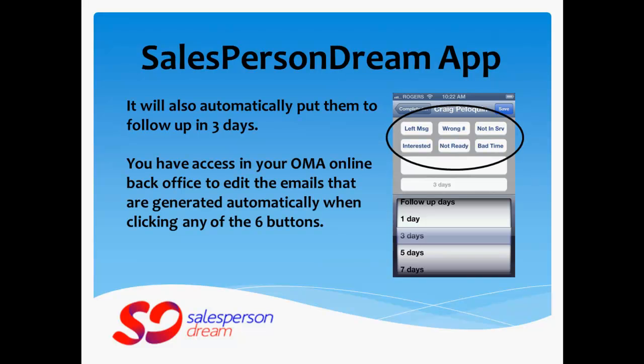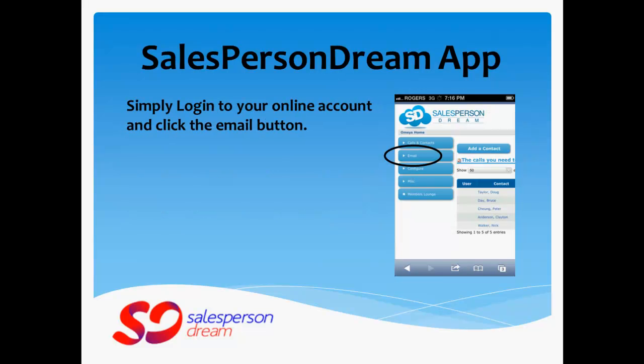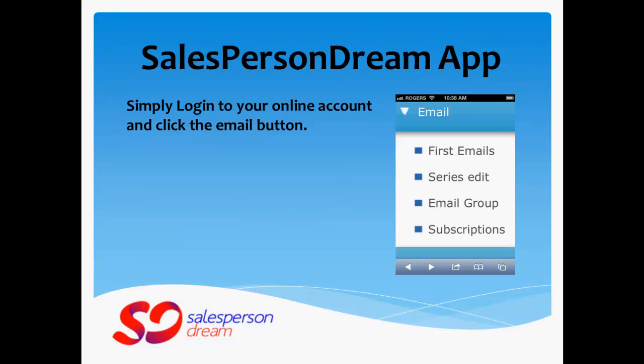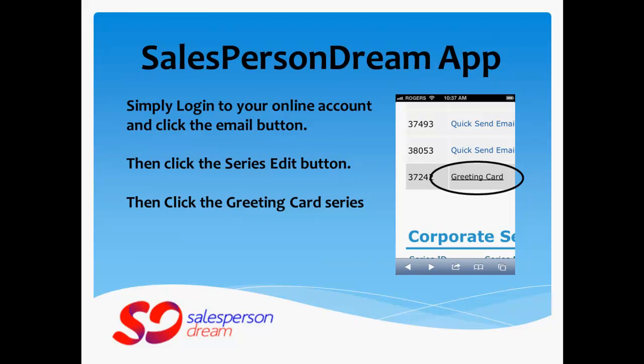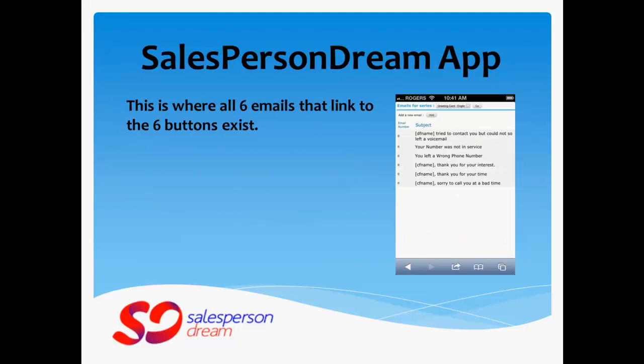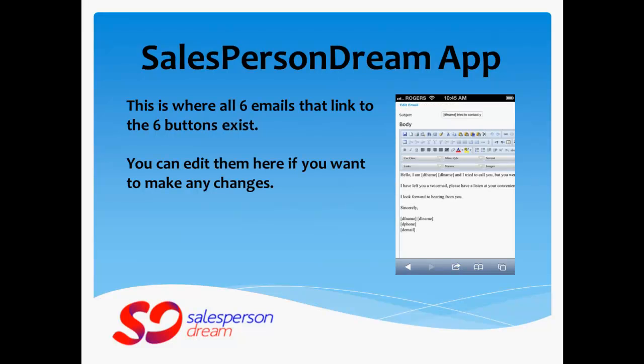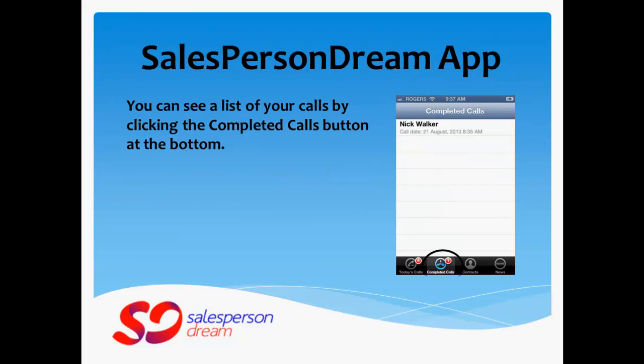You have access in your OMA online back office to edit the emails that are generated automatically when clicking any of the 6 buttons. Simply log into your online account and click the email button. Then click the series edit button. Then click the greeting card series. This is where all 6 emails that link to the 6 buttons exist. You can edit them here if you want to make any changes.